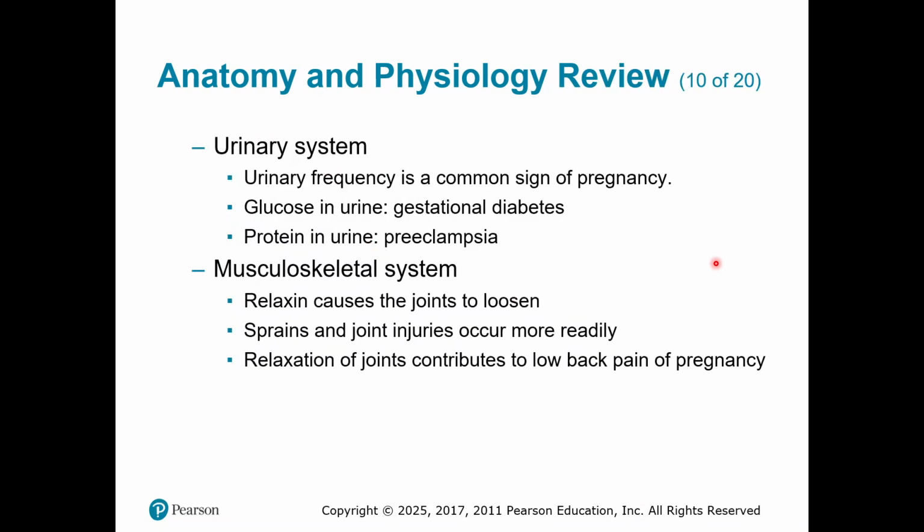If we look at the urinary system, urinary frequency is more common. Glucose in urine may indicate gestational diabetes. And protein in urine can lead to preeclampsia.